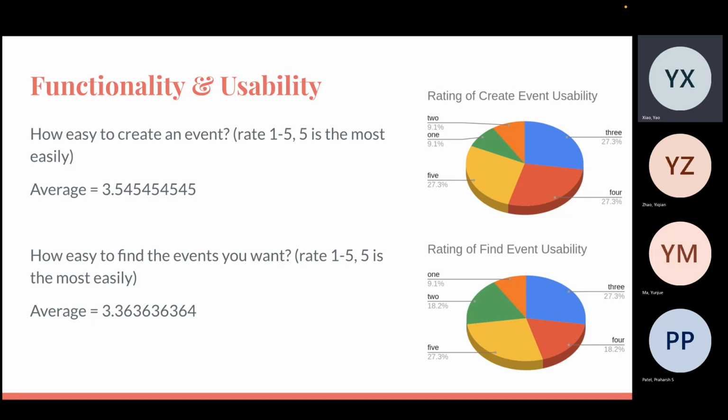As you can see in the pie chart, about half of the people chose 5 or 4, which is positive feedback, and less than a quarter chose the negative feedback, 1 or 2, which means people are pretty satisfied with our usability.